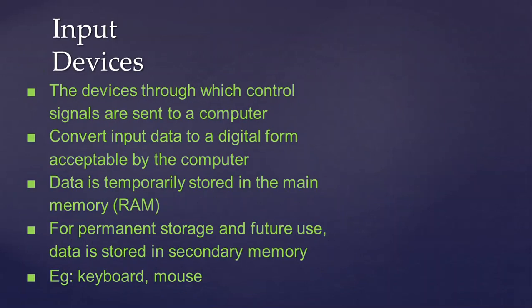The input device is the device which sends control signals to the computer. These are converted to a digital form which is accepted by the computer. Data is temporarily stored in the main memory, called RAM, random access memory. For permanent storage and future use, the data is stored in secondary memory. For example, keyboard and mouse.